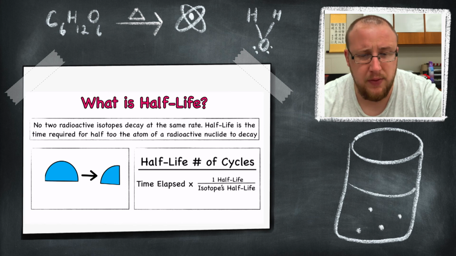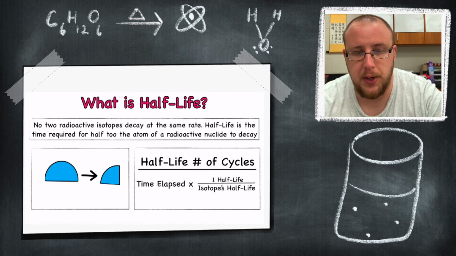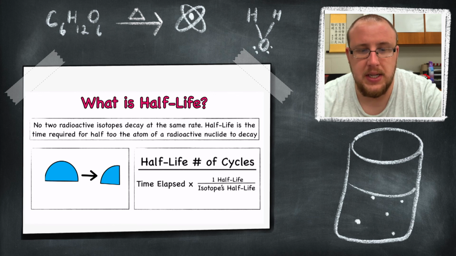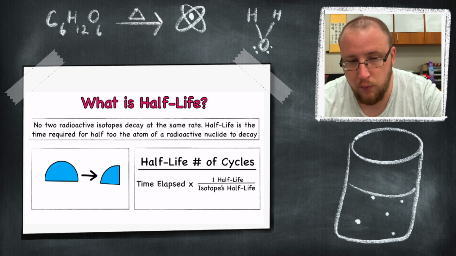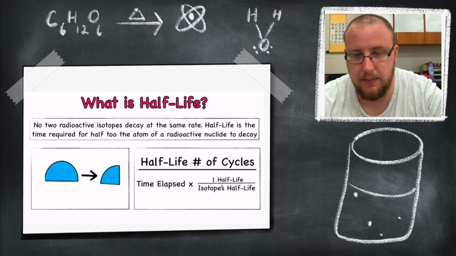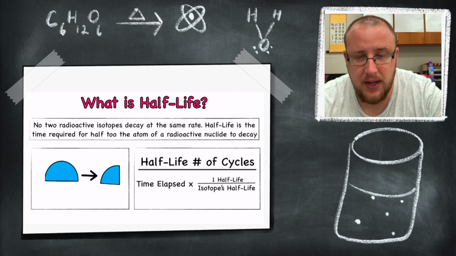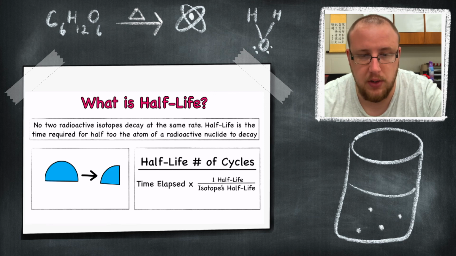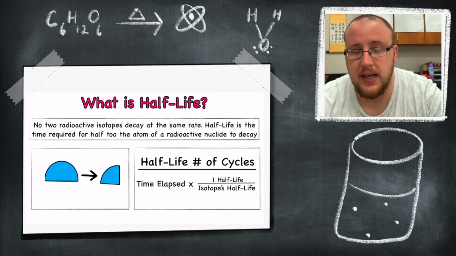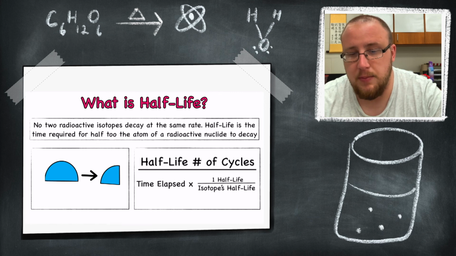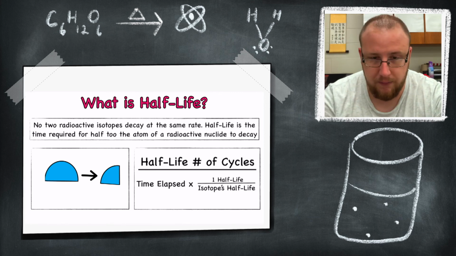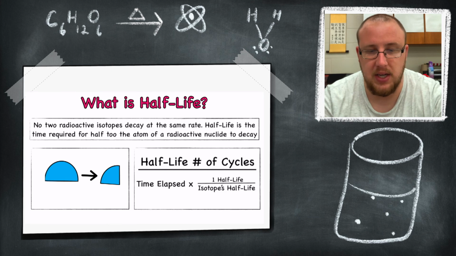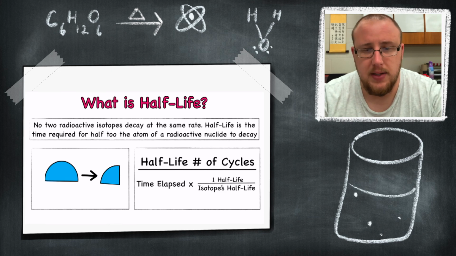The number of cycles, or half-lives, is given by the equation: the time elapsed multiplied by 1 over the isotope's half-life. The half-life of the isotope is going to be given to you, and you multiply the time that has elapsed times 1 over that isotope's half-life. So let's put this into practice.